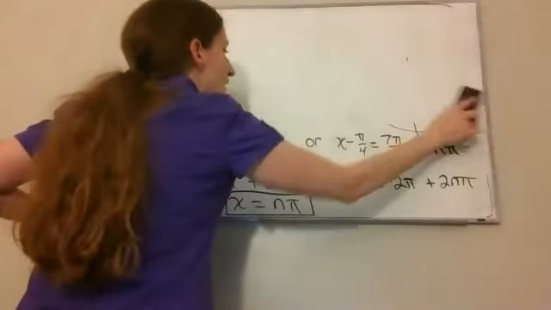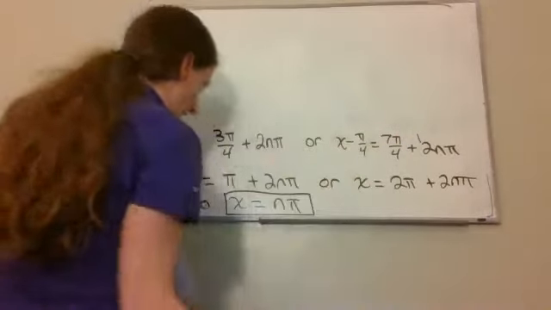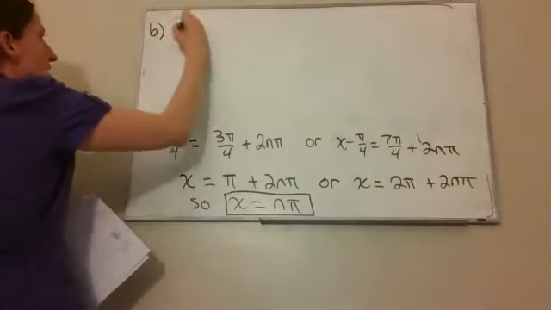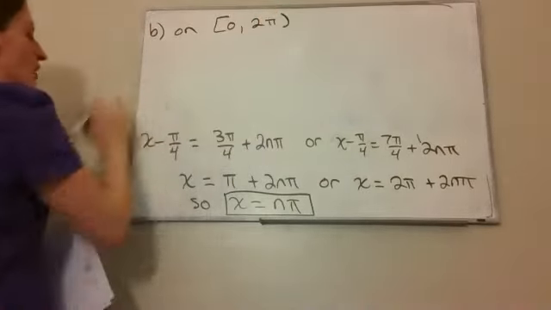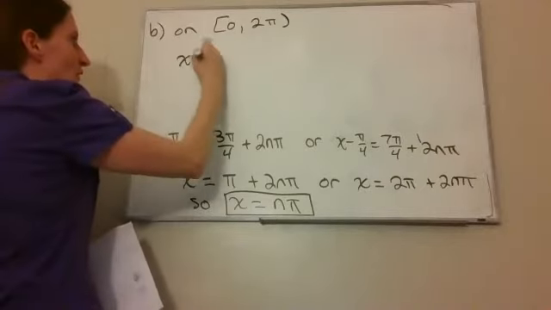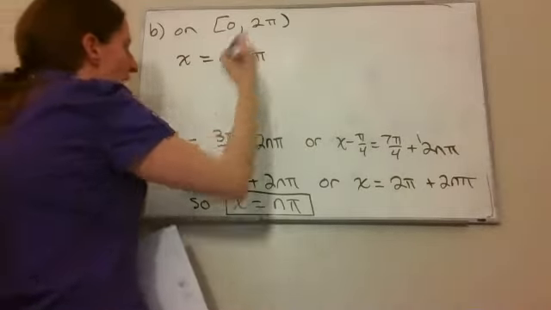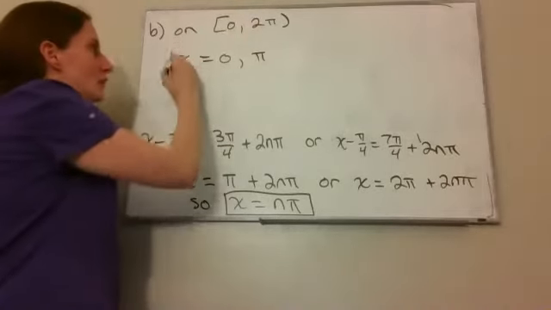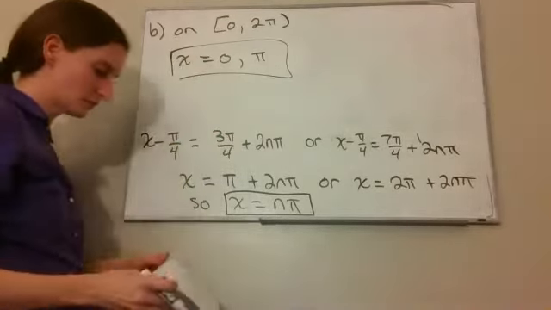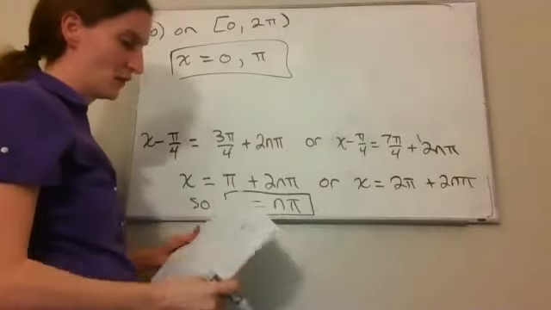Now, if I'm going to find an answer to that equation on the interval 0 to 2 pi? Well, the only multiples of pi in that interval are 0 and pi. I'm not including 2 pi because it's not included in my interval. And that's it for that.